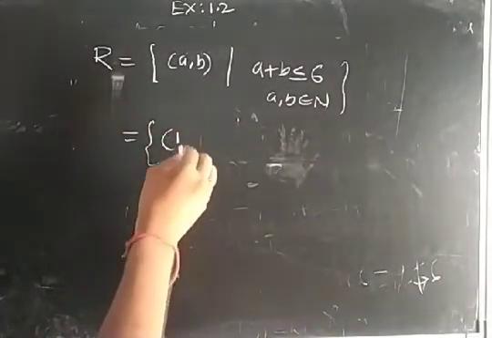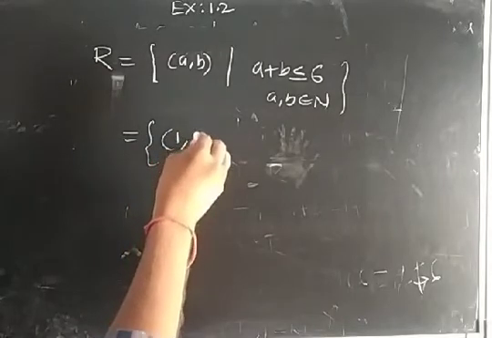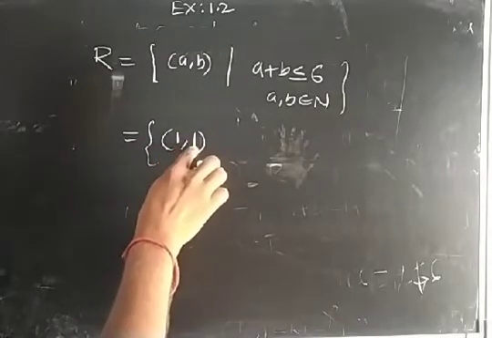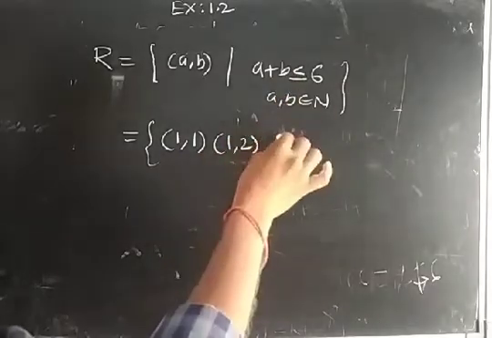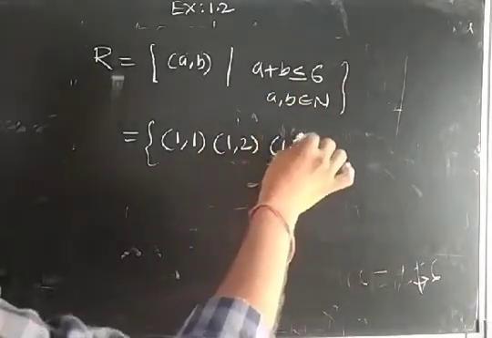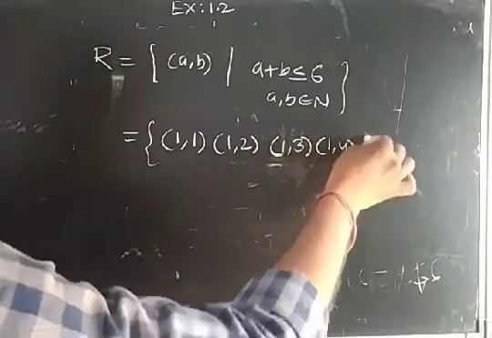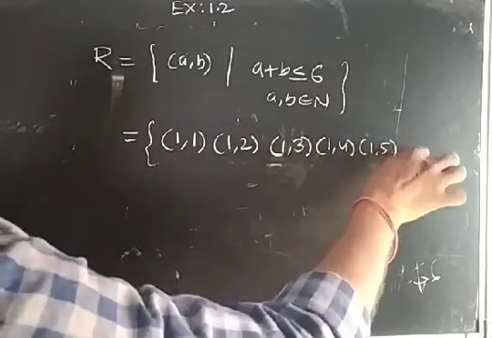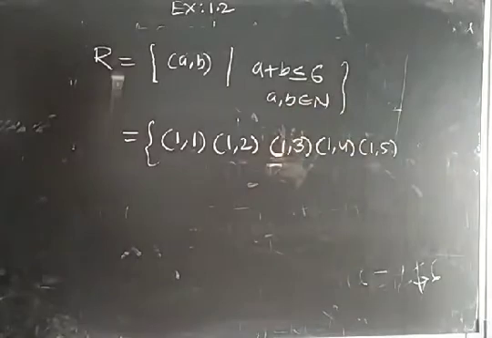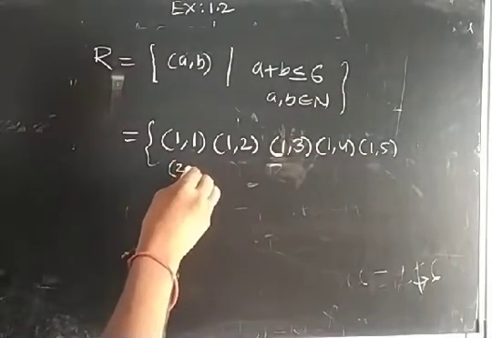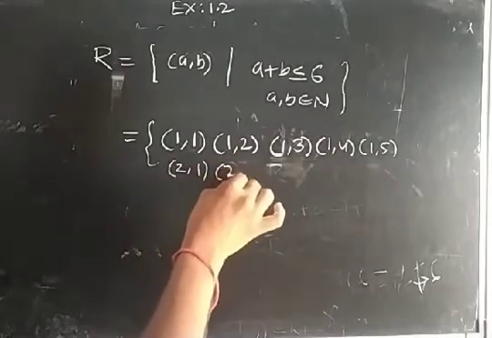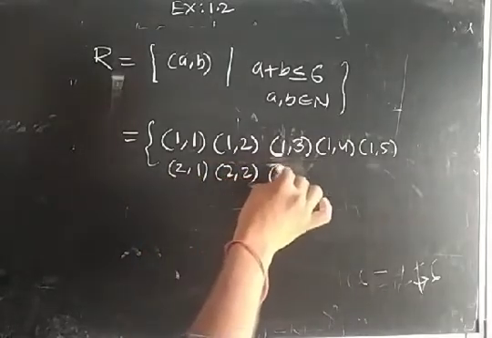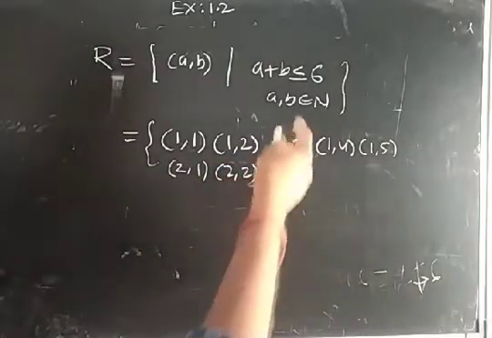By keeping one constant, I can take in place of B, 1 plus 1, less than 6. Okay, 1, 2, 1 plus 2, 3, less than 6. Again you can take the ordered pairs 1 comma 3, 1 comma 4, 1 comma 5. If you take 1 comma 6, it will not satisfy the condition. Next, by keeping the first coordinate fixed at 2: 2 comma 1, yes, 2 comma 2, yes, satisfy. 2 comma 3, 2 plus 3, 5, less than 6.